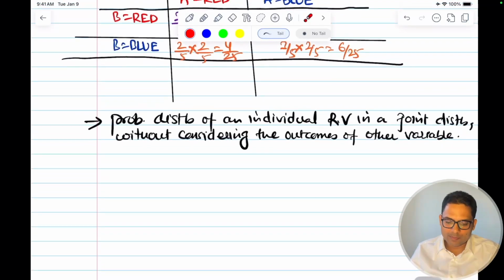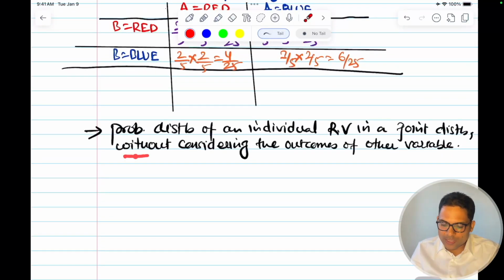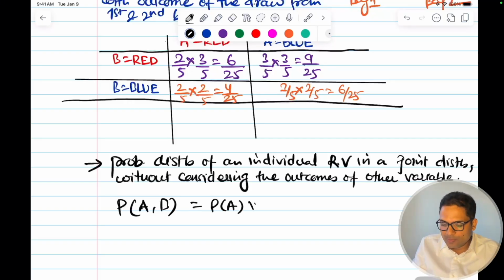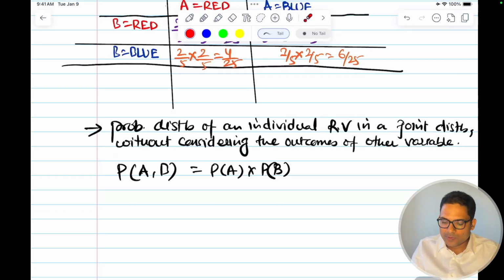This is simple. We say that without considering the outcome of a variable in a joint distribution, say for example, we have P of A comma B. Generally this is P of A into P of B. And we have this value, some value, we have got this.